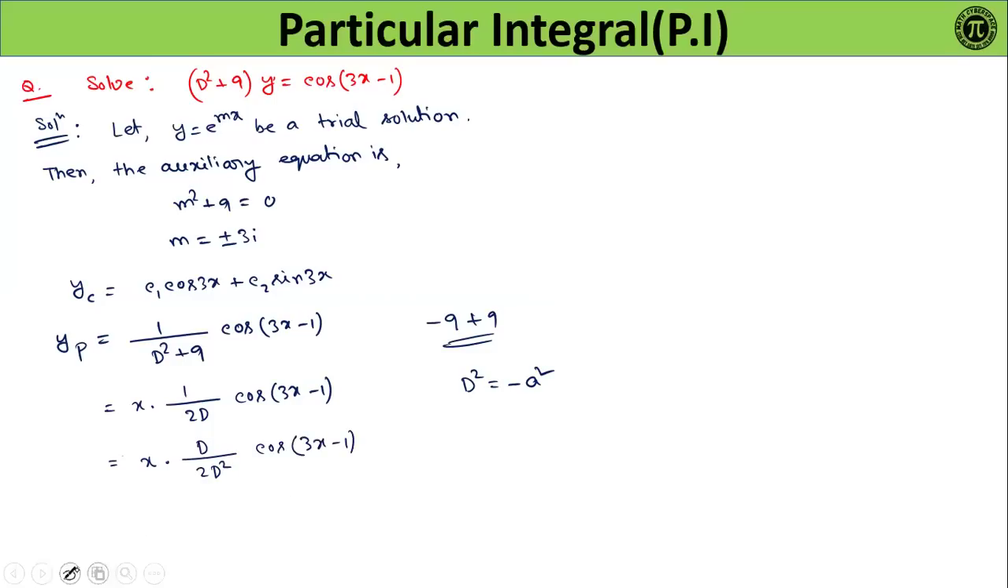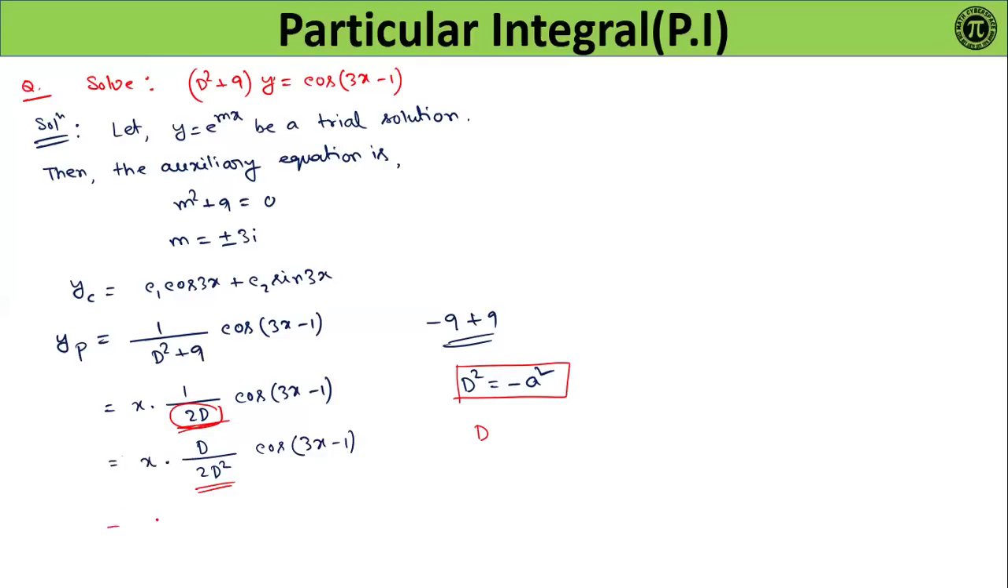Is it clear? I am repeating. Here you can see you have the term 2D, but you can write minus a square in place of D², and the term capital D will be as it is. So now you have to multiply capital D in both numerator and denominator. Then the term 2D will be converted to 2D square. Then you can use D² equals minus a square. Yes or no? That's why I have multiplied capital D in both numerator and denominator.